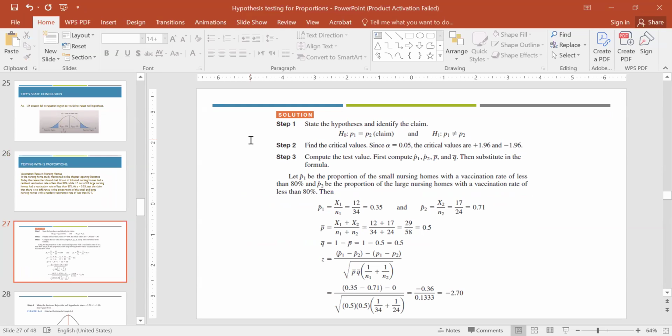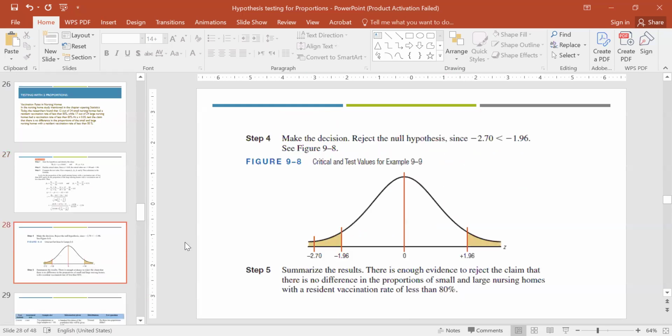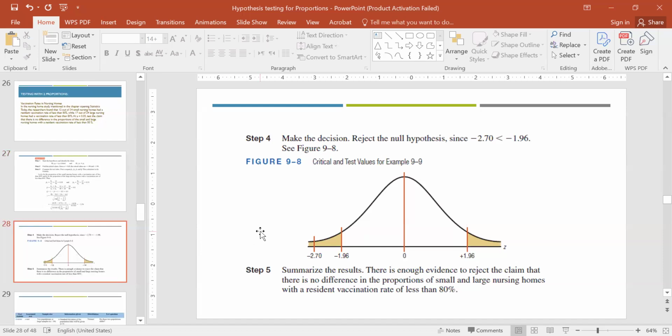In the second step, we will find the critical values. In case of alpha 0.05, as we have already seen from the table, the critical values are plus 1.96 and minus 1.96. In the third step, we have to find the test value. For that, we will apply this formula, which was also given in the previous slide. By putting all the values in the formula, we finally got a test value of minus 2.70. Now we will see where this value falls in the curve.